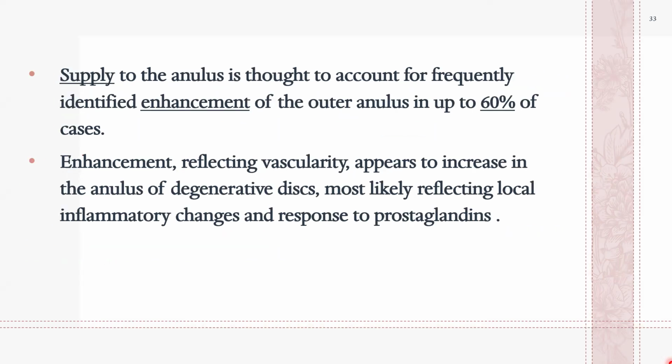Supply to the annulus is thought to account for the frequently identified enhancement of the outer annulus in up to 60% of cases. Enhancement reflecting vascularity appeared to increase in the annulus of the degenerative disc, most likely reflecting local inflammatory changes.